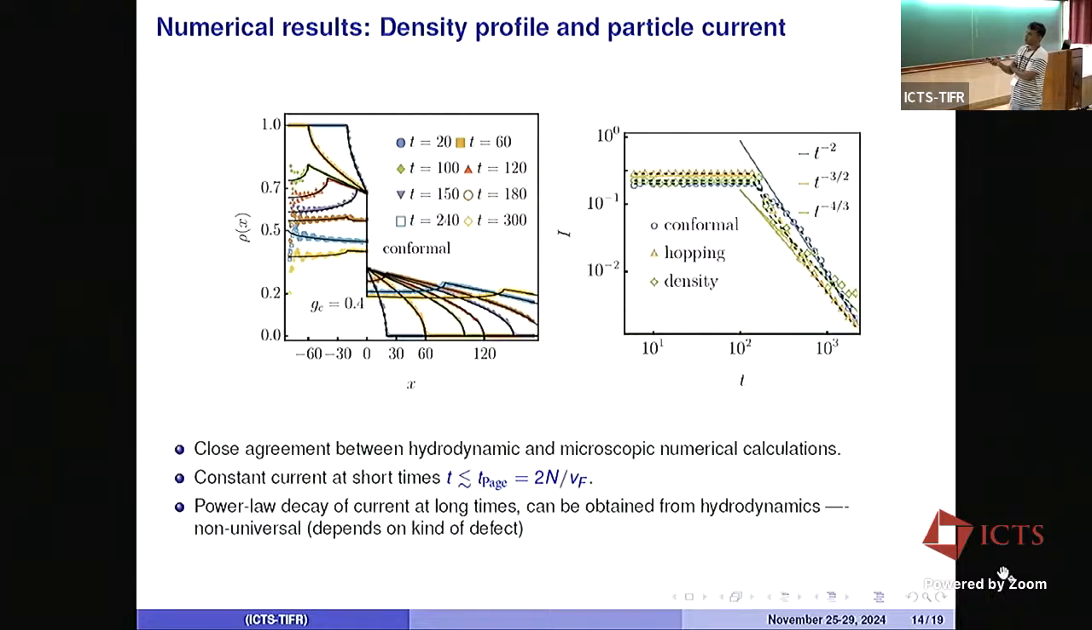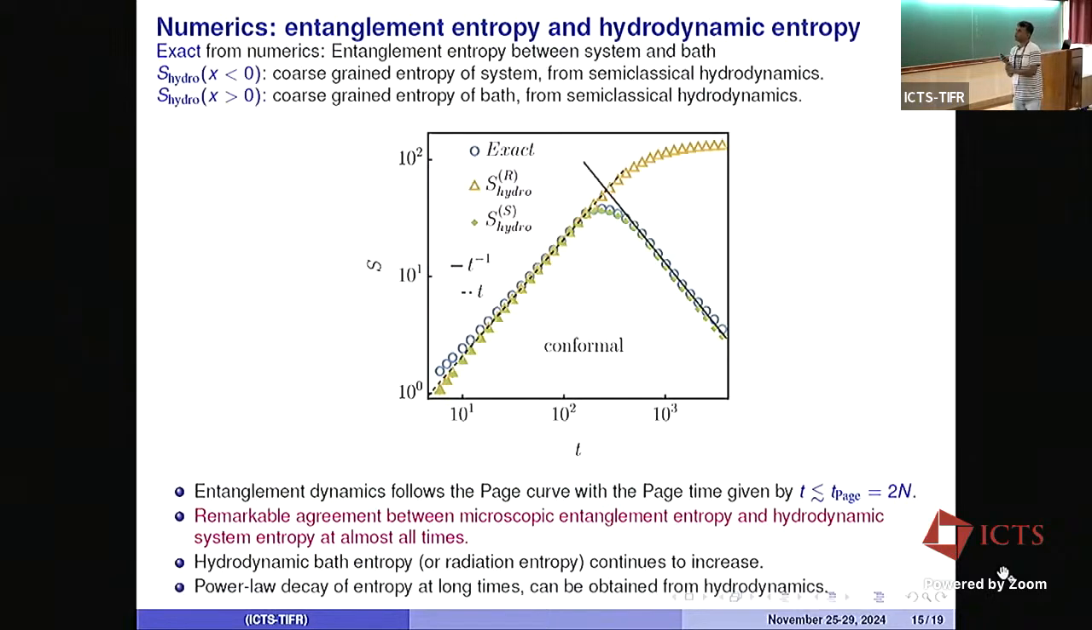The time where the system starts seeing finite size effects is what I'll call the page time. It has a very simple physical interpretation: it's the time it takes for the fastest particle to go to the end of the wall and come back, so it's just twice the length divided by the Fermi velocity. Then you see these power law decays, which are non-universal. Now let's look at the entanglement entropy.